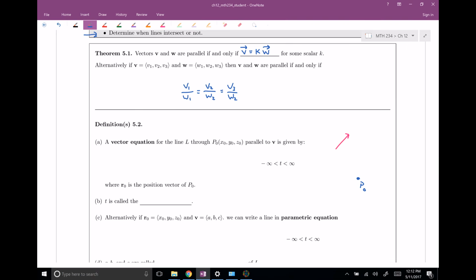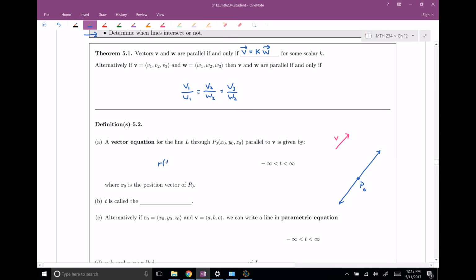Well then, I should be able to draw the line that goes through that point and is parallel to a specified vector. So this is maybe like vector V or something like this, right? So I can draw it. How do I find the equation for it? And so this is what this definition is all about.